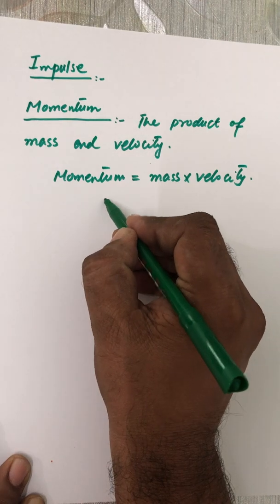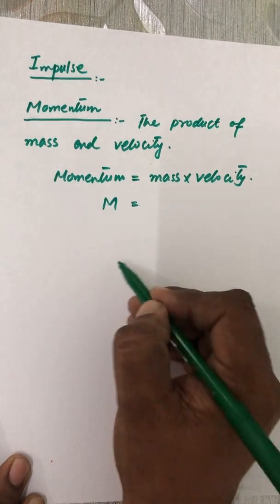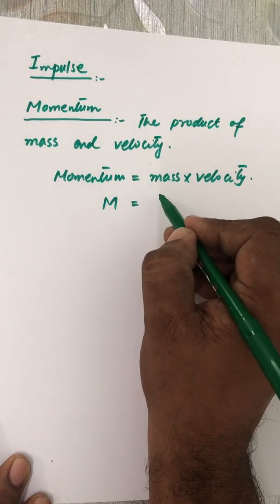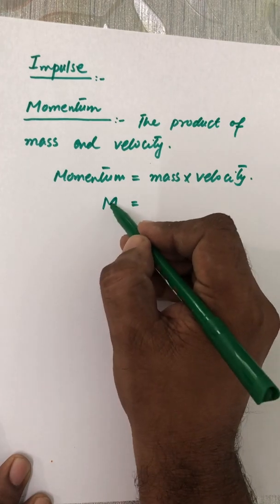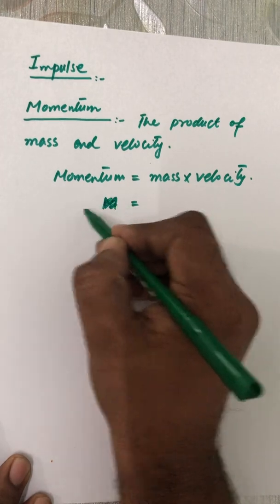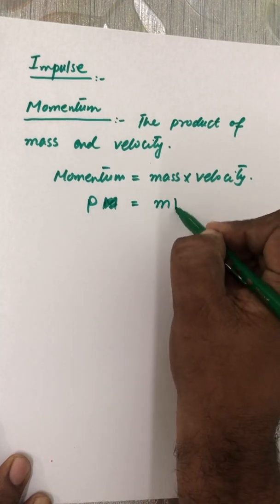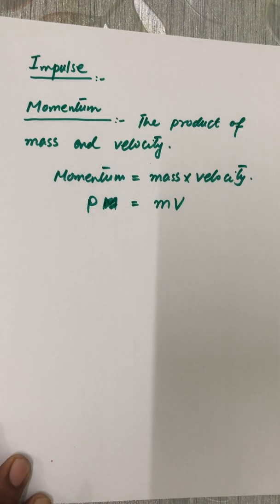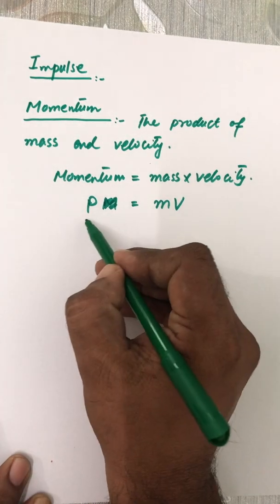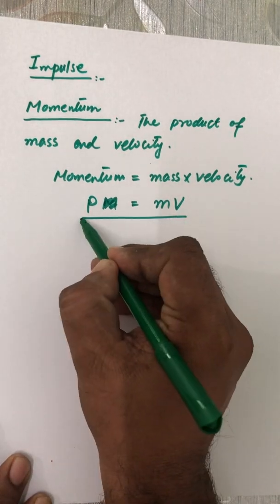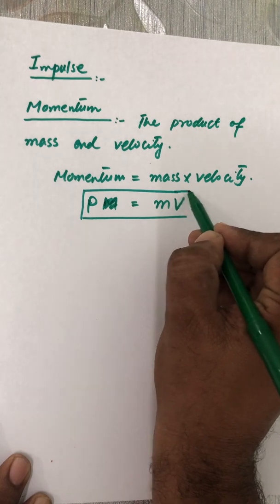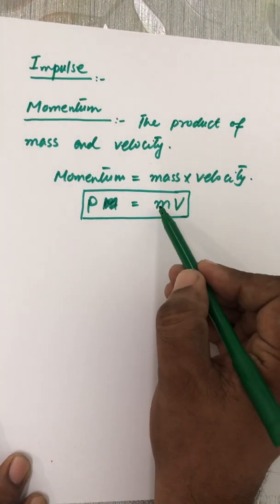So we can say that momentum is equal to, actually the symbol for momentum is P. So P is equal to mass times velocity. This is the formula by which we will calculate the momentum of an object. So mainly it is depending upon mass and velocity.